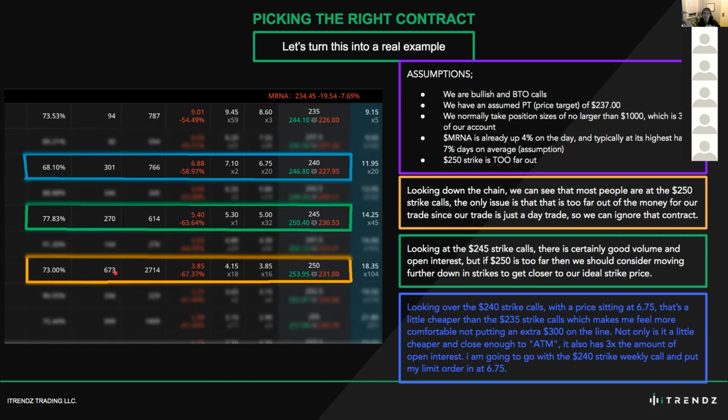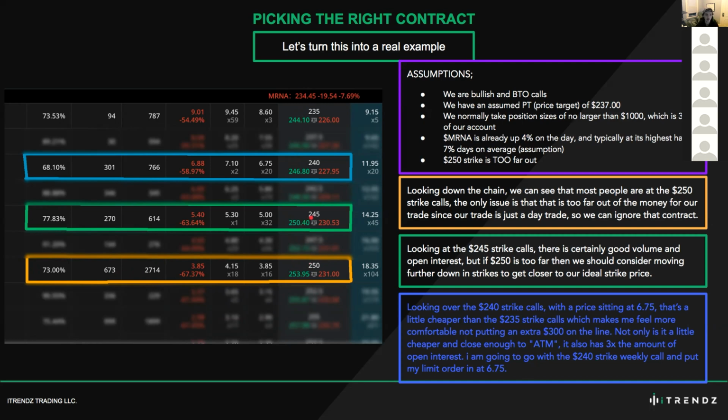So we kind of have to, even though that's the sexiest, it's got all the people in it, it's got all the open interest, we're going to have to toss that to the side because that's far too far out of the money. If the stock is at 235 and the strike price is 250, that's $15 out of the money. That's almost a 10% move in the stock on a day. Too far. We don't want to be there. So we have to move up.